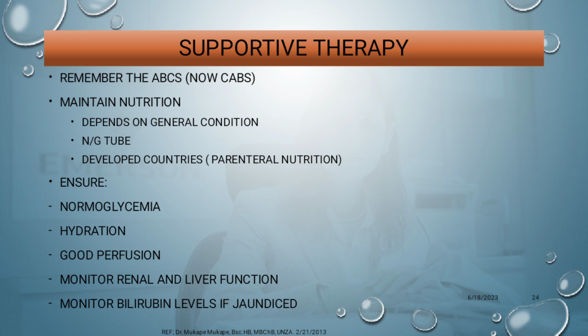Okay, then for supportive therapy, you have to remember the ABCs. Then you have to maintain nutrition and the general condition, using an enteral tube; in developed countries there is parenteral nutrition. Then you have to maintain the glycemic levels of the patient at normoglycemia, ensure good hydration and good perfusion, and you also monitor renal and liver function. You monitor bilirubin levels.